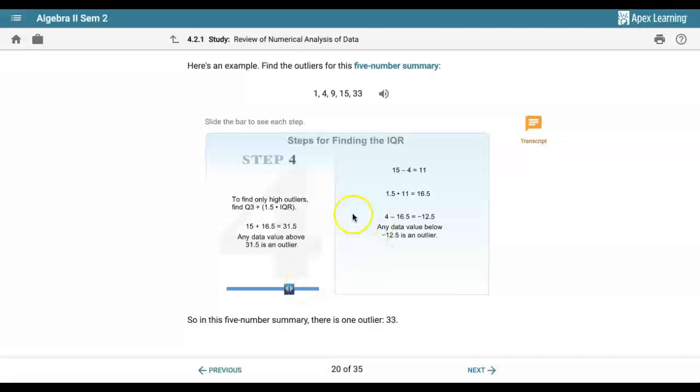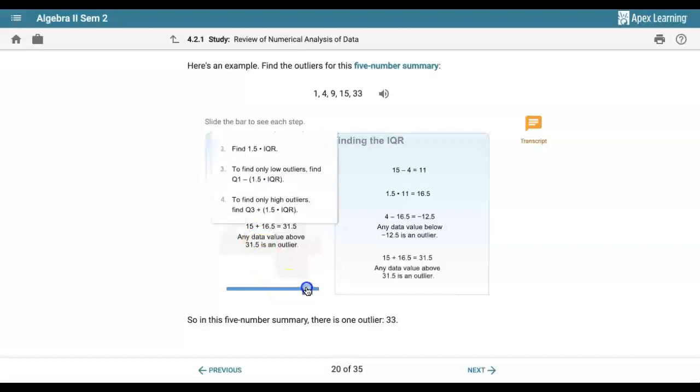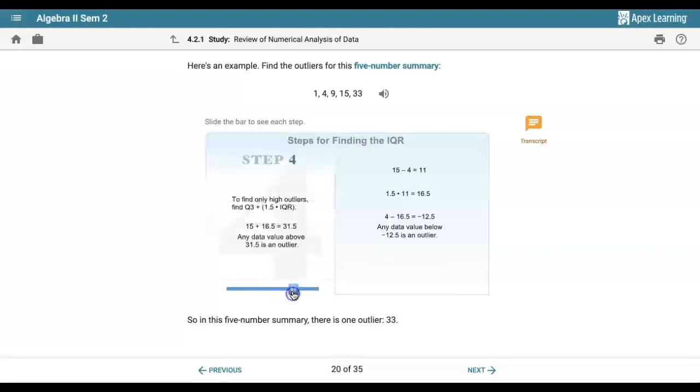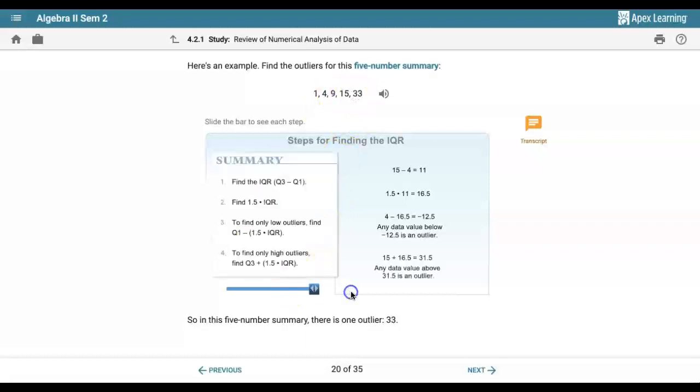And the only difference between looking at quartile 1 and quartile 3 is that now, instead of subtracting, we're going to add. So we add to quartile 3 our 1.5 IQR. Let me back that up. So when we do that, we add our 1.5 IQR to our third quartile of 15, and we get 31. So it's saying any data above 31 is an outlier. So lo and behold, 33 here is going to be our outlier.